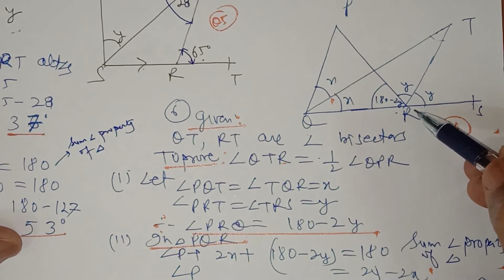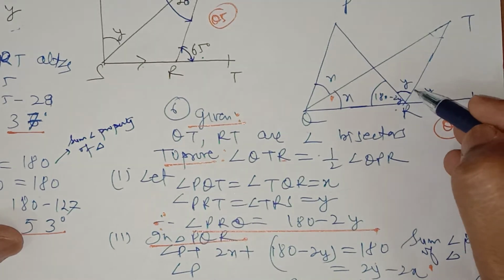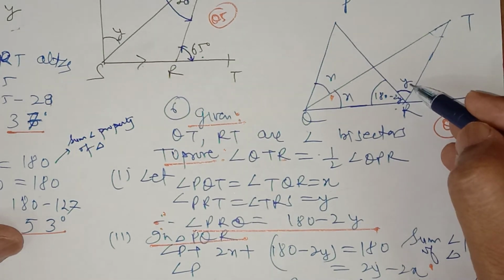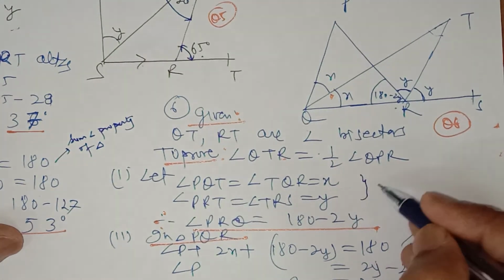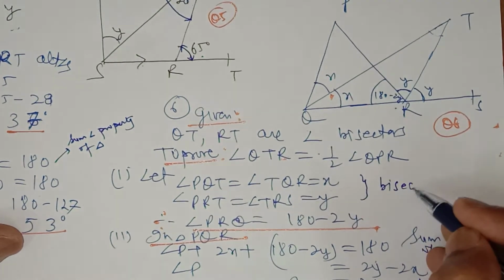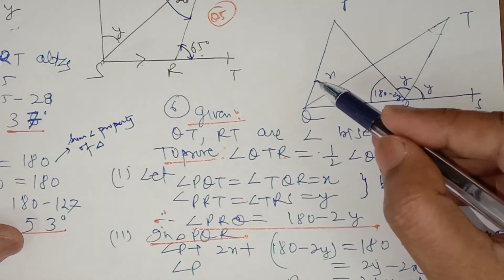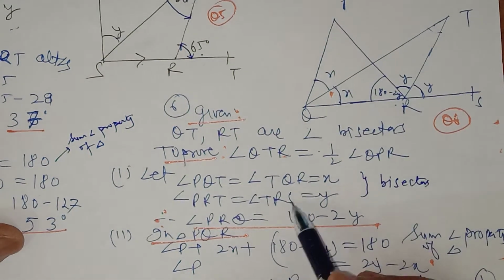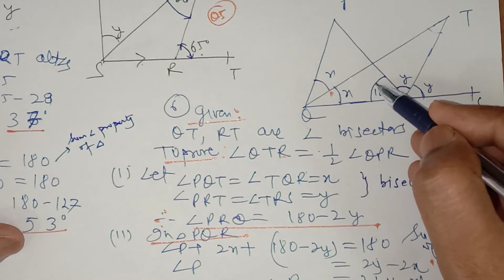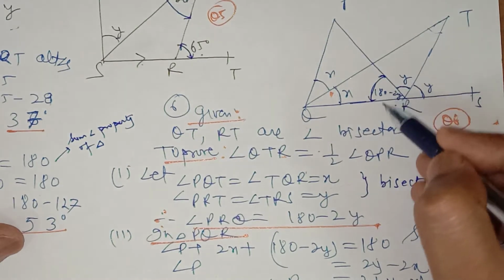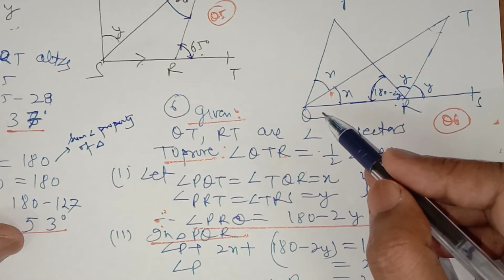So I have marked in the figure very carefully, so be very attentive, because these two angles are equal. I have marked these two angles as y because it is given that they are bisectors. Because this is also a bisector, I will let these two angles equal x. I have written it here. Now because these angles are y and y, you can easily find this angle as 180 minus 2y. This angle PRQ is equal to 180 minus 2y.